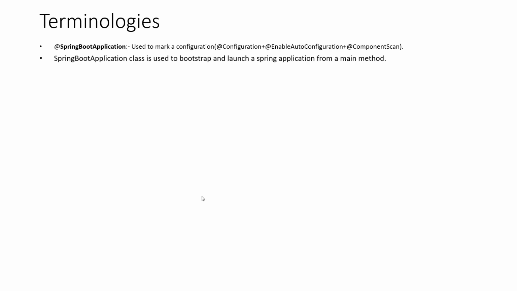The next thing that I want us to talk about is the Spring Boot application class on its own. The main function of this class is that it bootstraps and launches a Spring application from a main method. See this class as like the main method in your Java. Without a main method in any Java application, the program cannot execute. So the Spring Boot application class is also used to bootstrap and launch a Spring application from a main method.